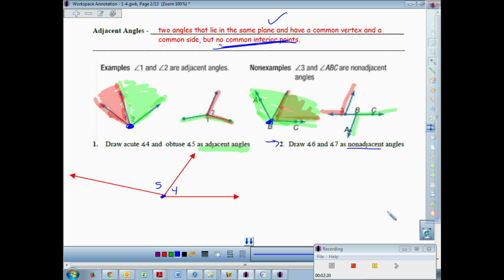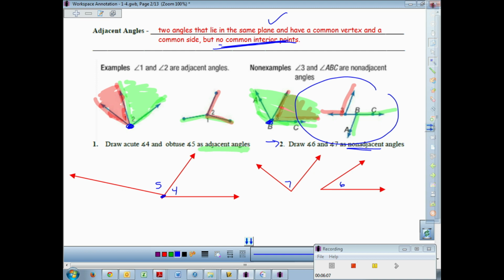Give that a shot with your partner. Pause the video, get that done. That is by far the easiest way to draw non-adjacent angles. Were they ever touching in the first place? Don't make it any more complicated than it has to be. Non-adjacent, sure, you could try to draw one inside another one, but that's complicated in my opinion. Non-adjacent, I don't want them to touch each other.